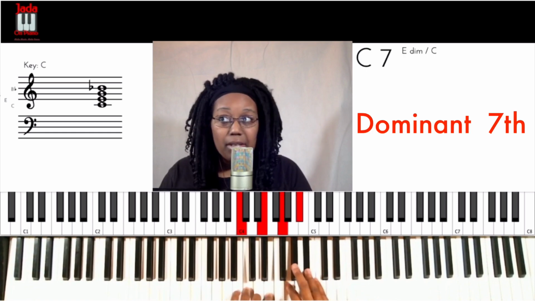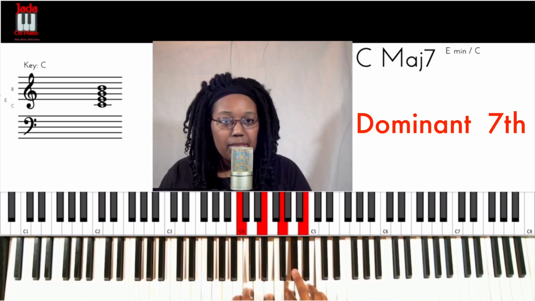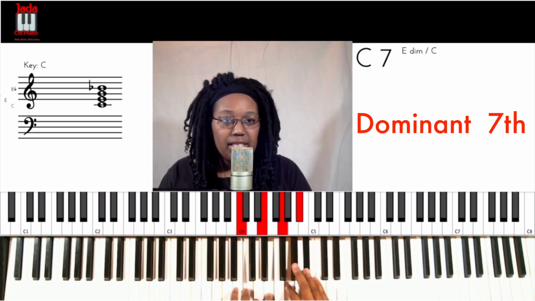I'm going to talk about how to build them. I'm just showing you what they are right now so you know what's happening. This is a C dominant. Notice this says major 7. That just says C7. C7 as a chord symbol just means dominant.